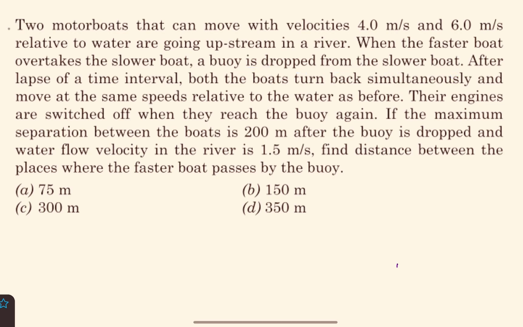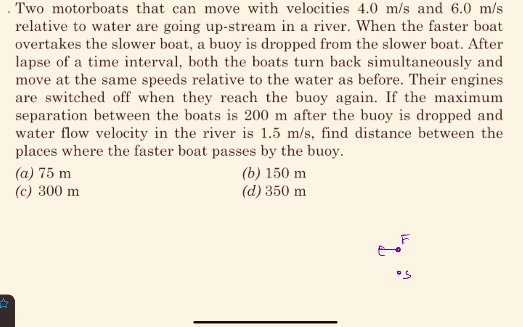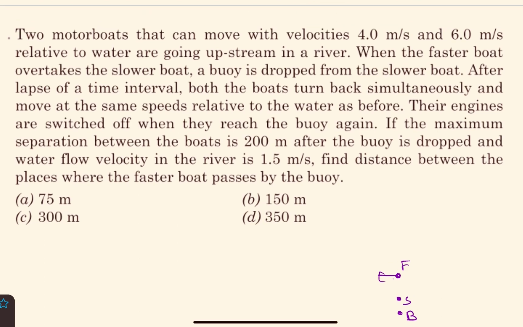Okay, so you have one faster boat and you have one slower boat. So the buoy is dropped from the slower boat. I'll just drop it here. After a lapse of time interval, both the boats turn back simultaneously and move at the same speeds relative to water as before. Their engines are switched off when they reach the buoy again.